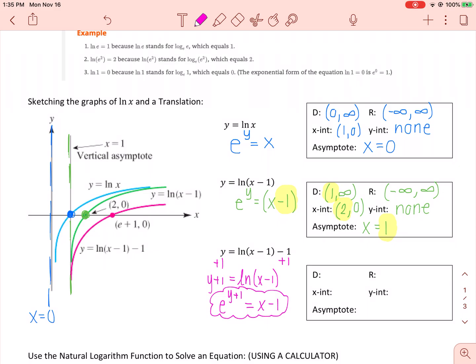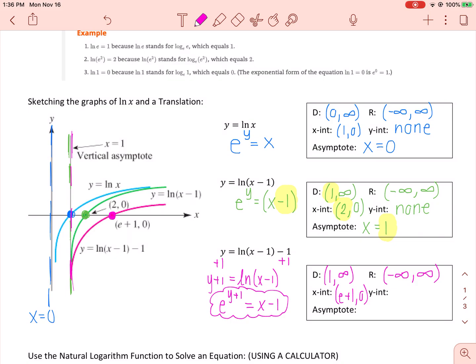Look at domain. It still has the same asymptote as the green function. Okay, that makes sense because both are moved to the right 1 unit. The range isn't affected. Those y values can go on forever. Now the x-intercept here. I am told that it's going to be e plus 1 comma 0. Let's make sure we can find that together.